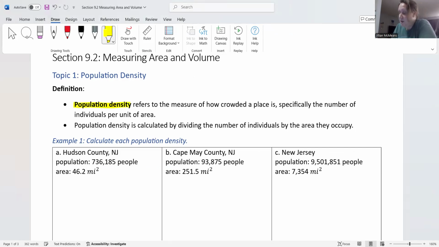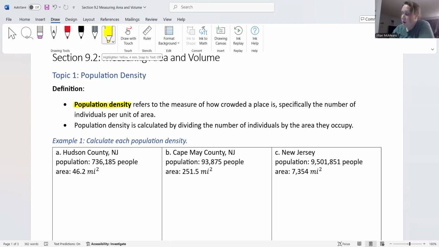Okay. So population density refers to the measure of how crowded a place is, specifically the number of individuals per unit of area. So if you're talking about acreage and how many people live in a certain acreage, you would say that the population density refers to the number of people living per acre. If you're talking square mileage, which is typically what we deal with when we talk about population density, we would talk about how many people live per square mile. Okay. So population density is calculated by dividing the number of individuals by the area they occupy.